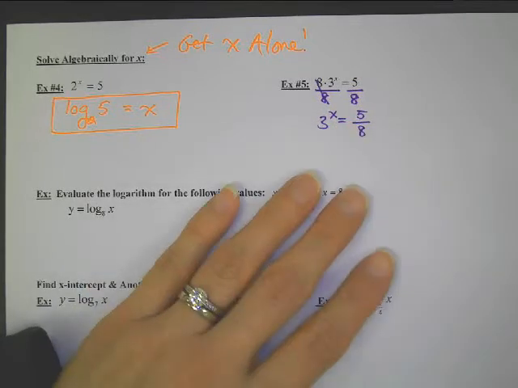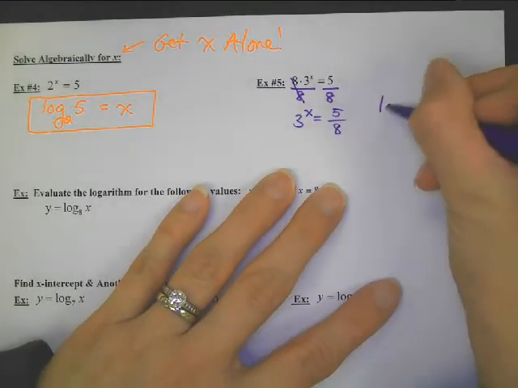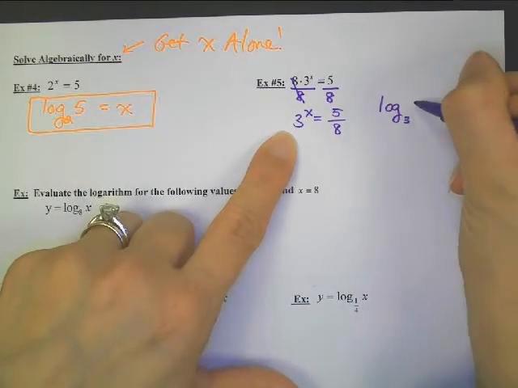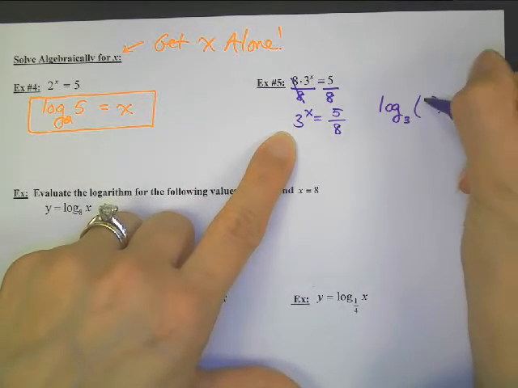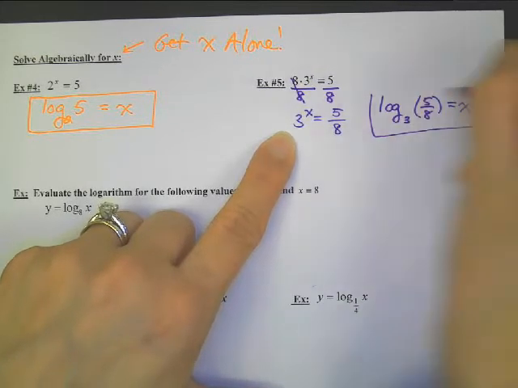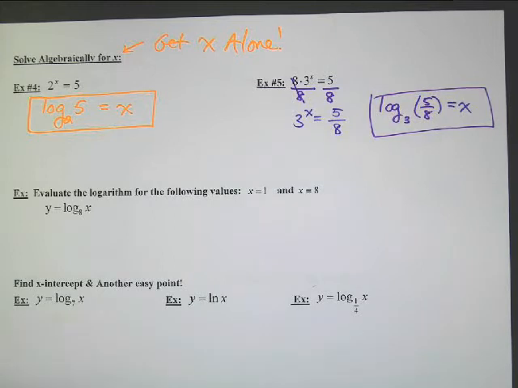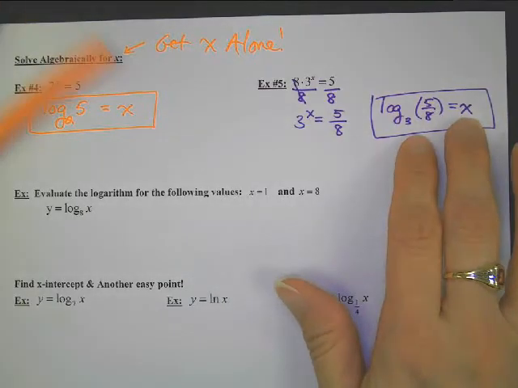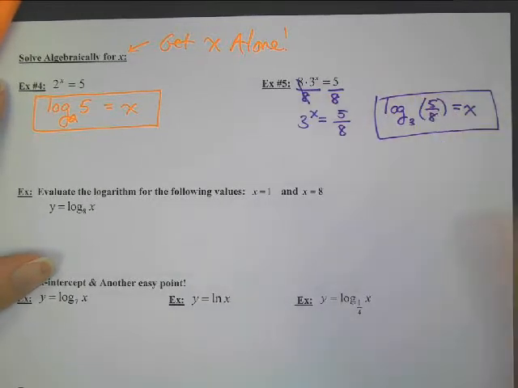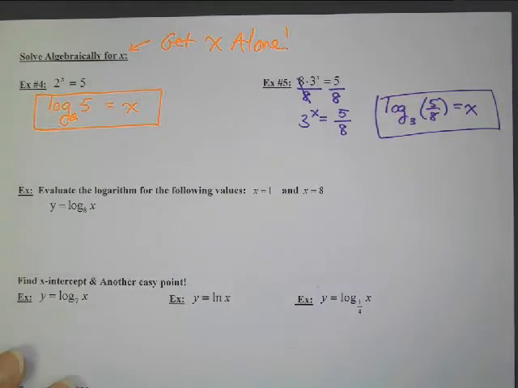It's a good time now to switch to log. What's the base going to be? 3. What's the log of going to be? 5/8 equals x. You've just solved the equation. Now you don't have to worry about is it extraneous or not because this original problem was an exponent. Okay, so that's a review of some solving.